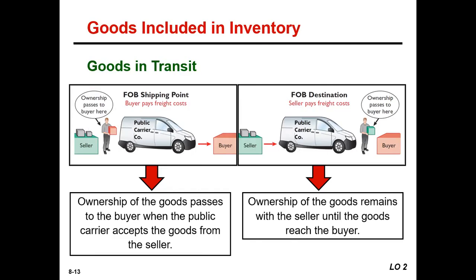practice with this. We just have to remember FOB shipping point. The buyer pays the cost, so the buyer is in control and it's considered part of the buyer's inventory once it's picked up from the seller. FOB destination, the seller pays the shipping cost, so it's not included in the buyer's inventory until it's delivered. The seller maintains control of it until it's delivered.